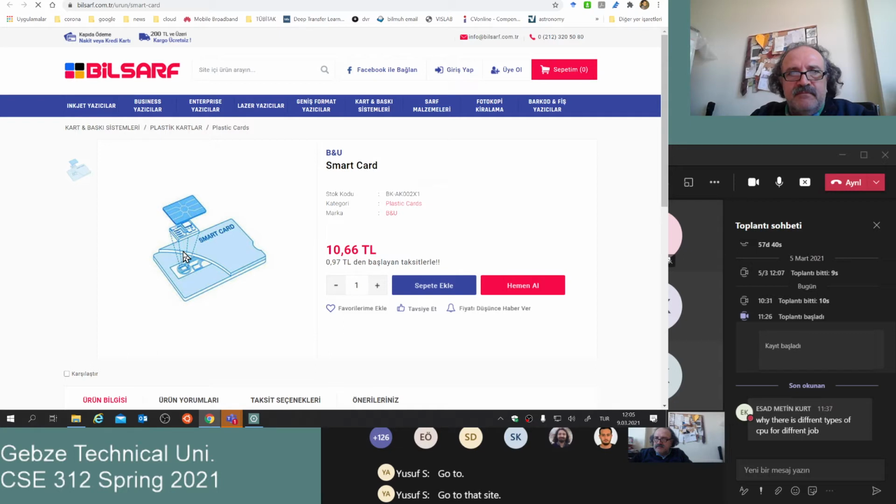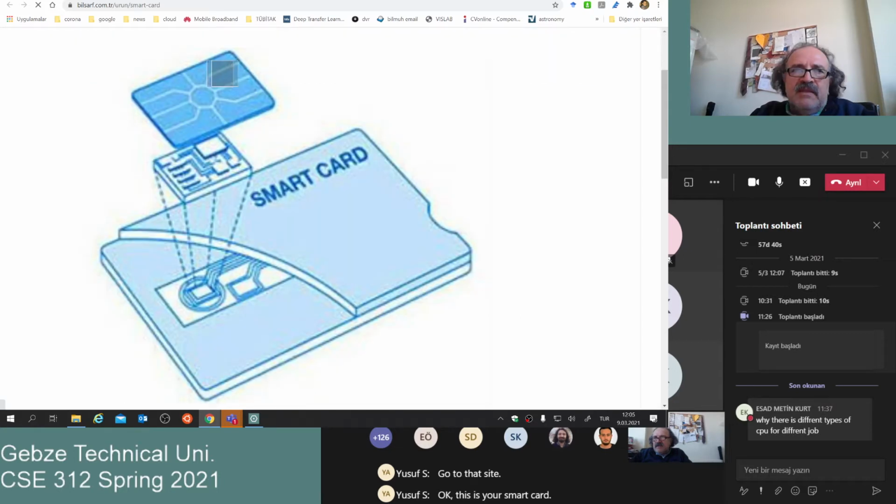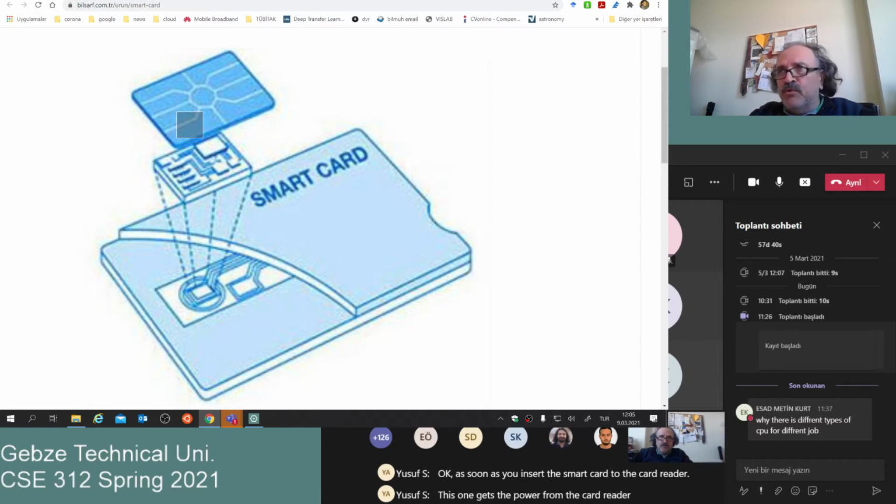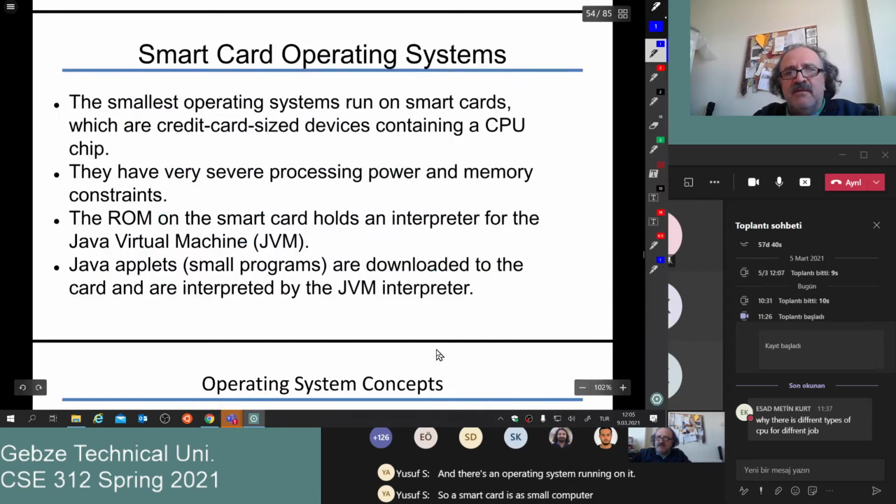Okay, this is your smart card. These are your connections. There are 1, 2, 3, 4, 8 connections, and underneath it there is the circuitry. This is the computer of the smart card. As soon as you insert the smart card into the card reader, it gets power from the card reader. The computer boots up, and there is an operating system running on it. So each smart card is actually a small computer.